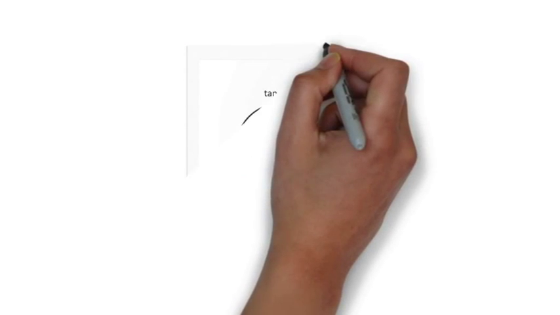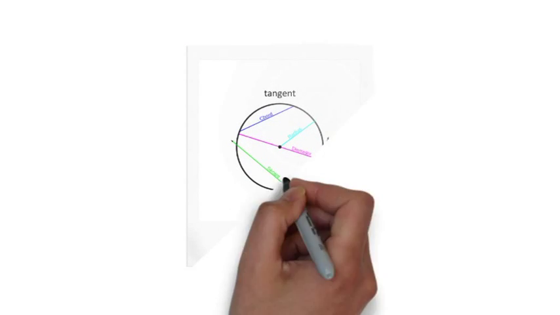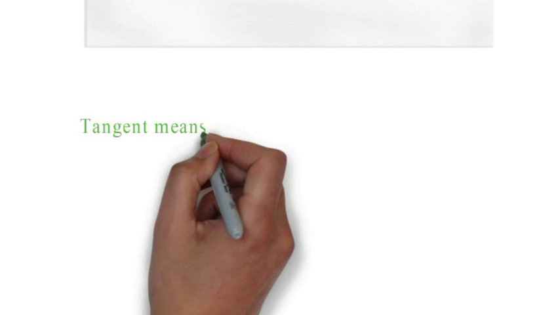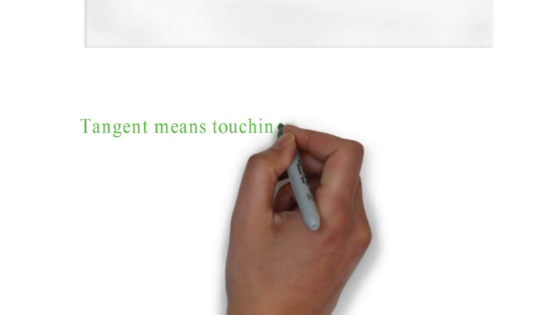In order to understand the tangent function, you have to understand the tangent line. That is the line that only touches the circle at one exact point. It does not bisect it, it does not go through it, it does not avoid it. It exactly touches it at one point.